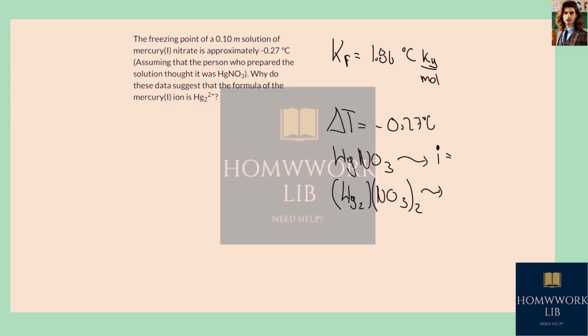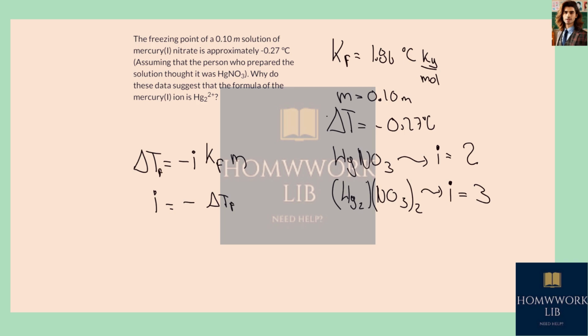The first one would have a Van't Hoff factor equal to 2, and the second one would have a Van't Hoff factor equal to 3. So, in order to know what is going to happen, let's find the Van't Hoff factor coming from our calculations. We're given that the solution is 0.10 molal, right? So, remember that delta T is equal to minus Van't Hoff factor times cryoscopic constant times molality. So, the Van't Hoff factor is going to be equal to minus delta T of freezing, divided by Kf times the molality.